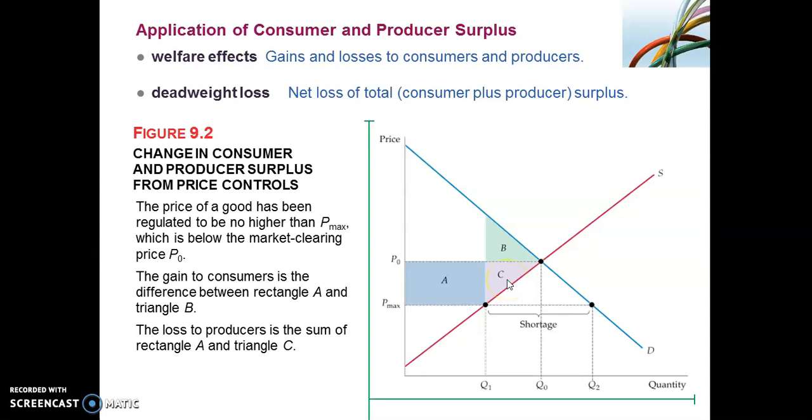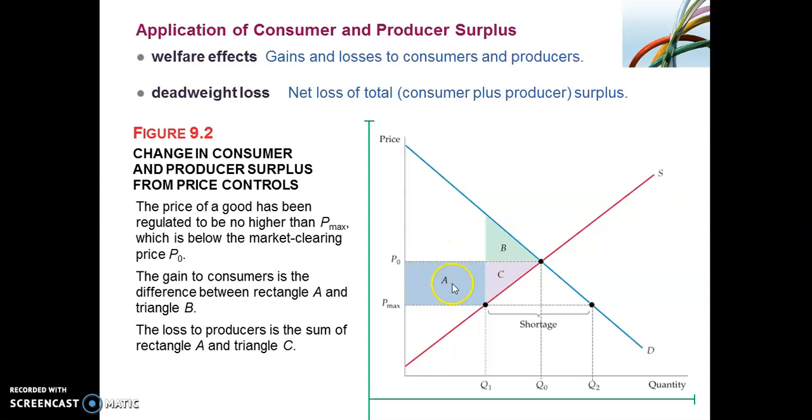Just to recap, you know that your total surplus is always given by your consumer surplus, which was originally this area, and that is added to your producer surplus, which was originally this area. That would give you your total surplus. But now, as a result of this loss of B for consumers, and the loss of minus A and minus C for producers, what is going to be the net effect to total surplus?